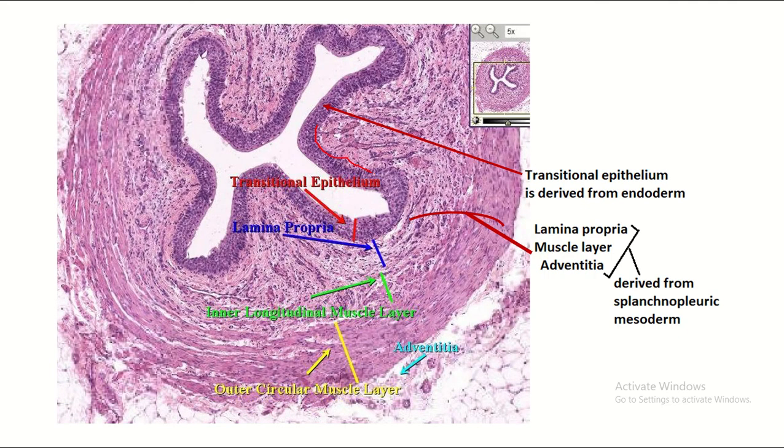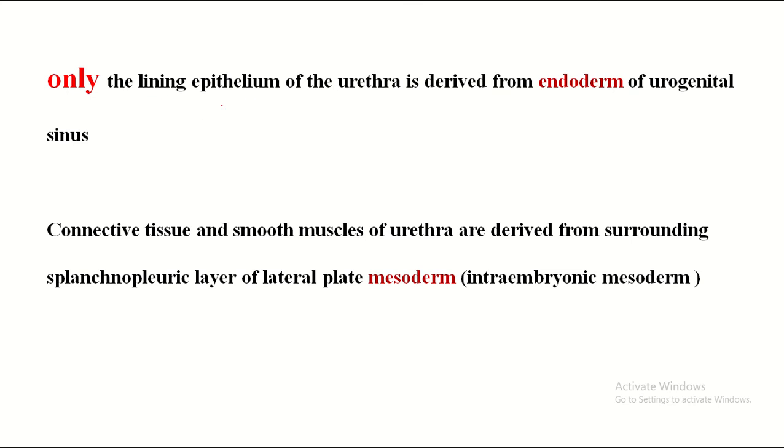This is the lining epithelium of urethra, transitional epithelium. This epithelium is derived from the endoderm, and this is lamina propria. This is lamina propria, this is muscle layer, and this is adventitia, and all these layers are developed from the splanchnopleuric layer of lateral plate mesoderm. So only the lining epithelium of urethra is derived from endoderm of urogenital sinus, and connective tissue and smooth muscle cells of the urethra are derived from the splanchnopleuric layer of lateral plate mesoderm.